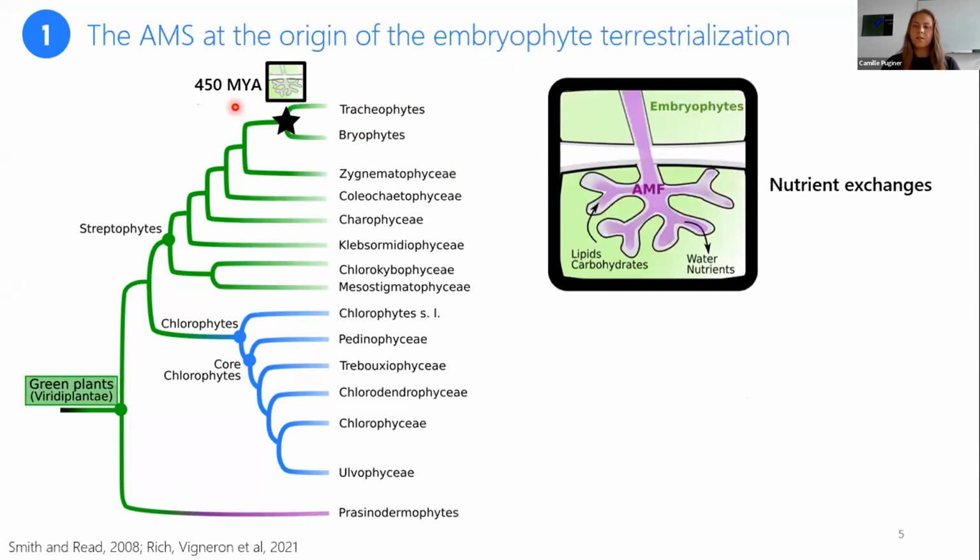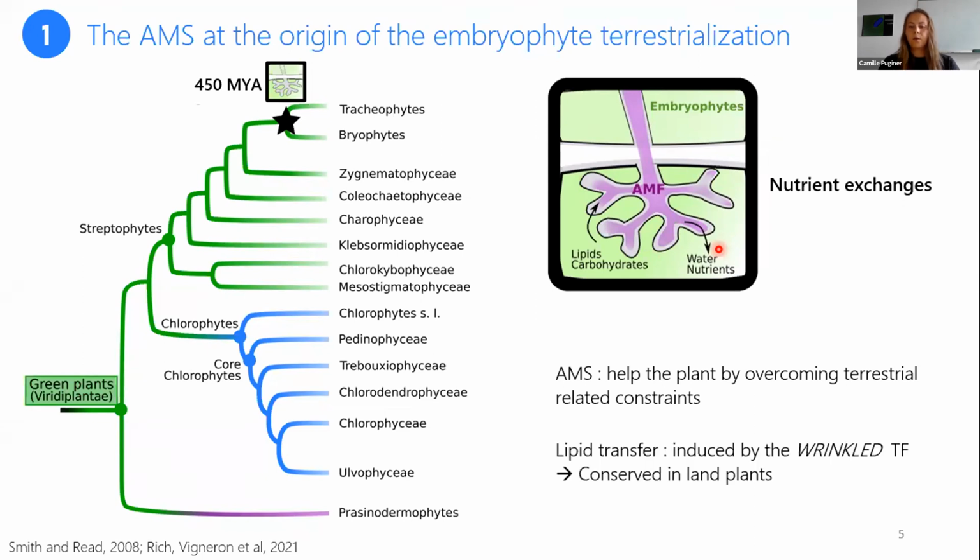So after this first step of molecular dialogue between the partners of the interaction, the arbuscular mycorrhizal fungi can invade the plant cells and develop structures that are called arbuscules. These arbuscules are surrounded by the plant's plasma membrane, thus creating an optimized surface for nutrient exchanges. For the plant, it allows the improvement of water and nutrient uptake, thus helping the plants with one of the major terrestrial-related constraints, that is nutrient acquisition.